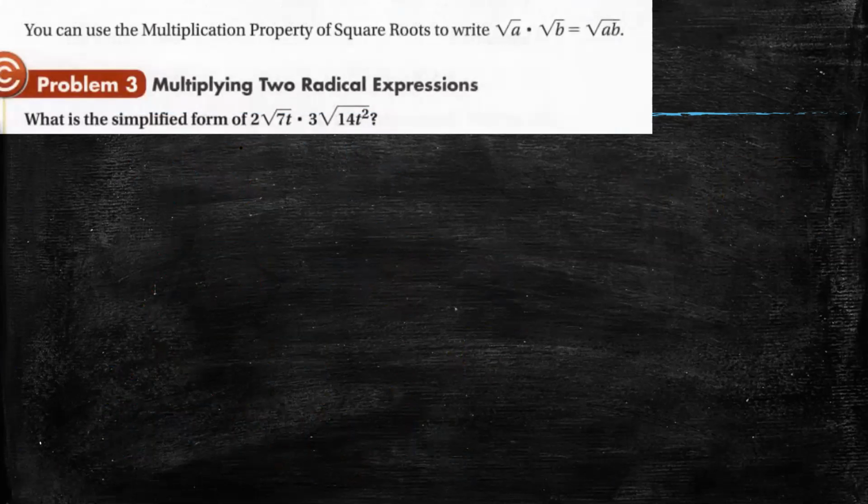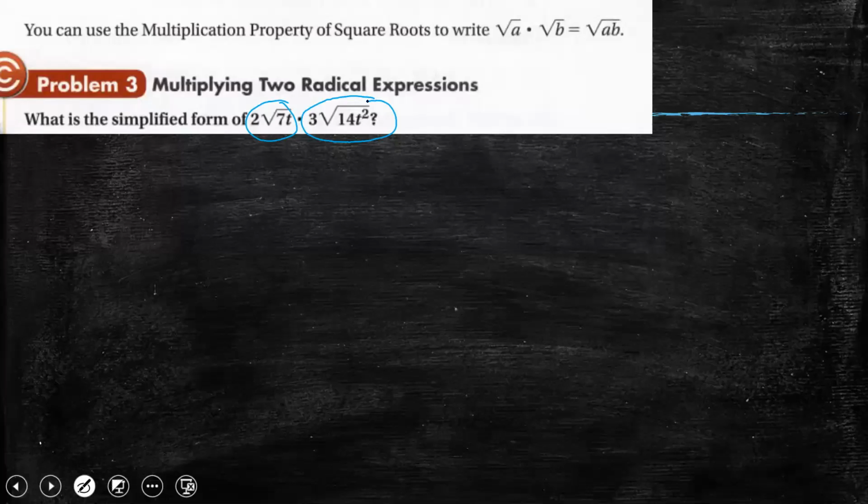Now, we can use the multiplication property to combine them. As I told you before, if you have a square root of A times square root of B, we can gather them in one square root. I will now multiply 2 square root of 7t times 3 square root of 14t squared. If I want to multiply them, what do I have to do? Here I have 2 radical expressions that I want to multiply.